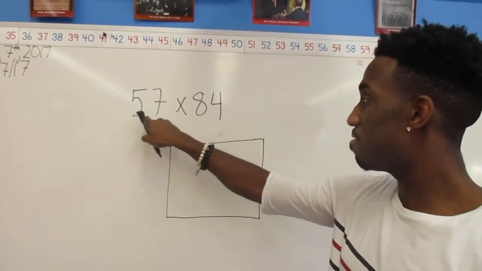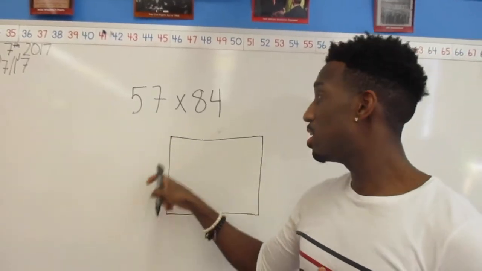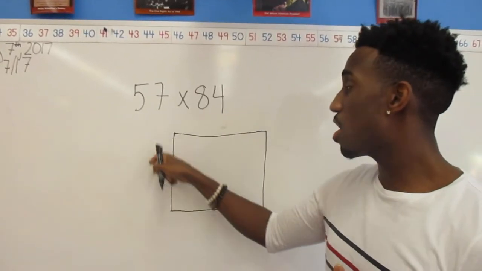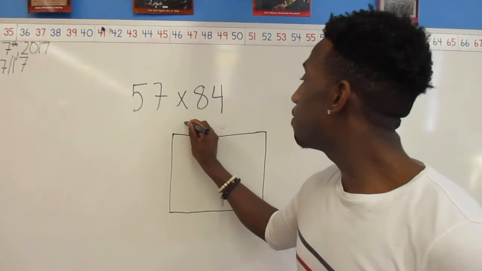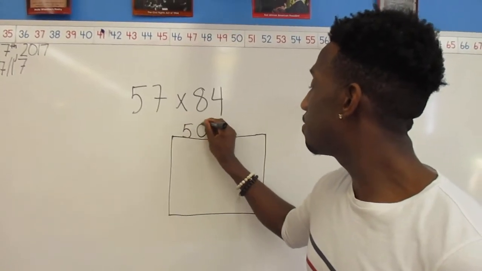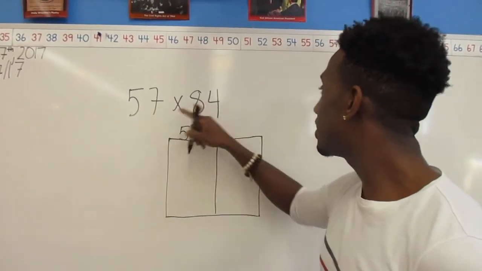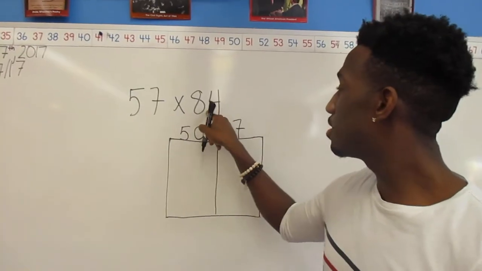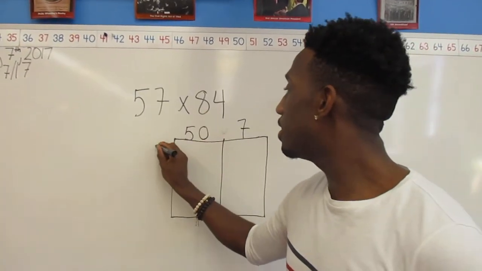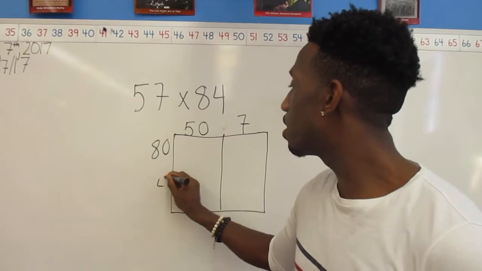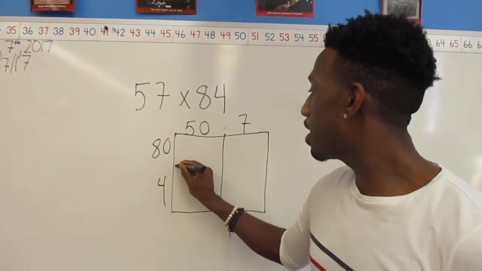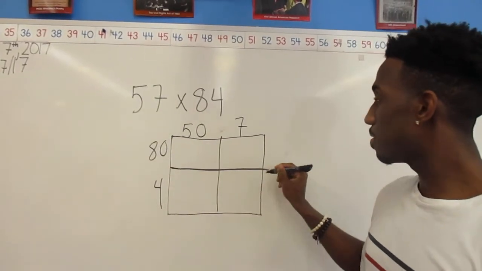So the first number, 57, it doesn't matter where you put the numbers. I can put 57 here or here, it doesn't matter. 57 broken up into tens is 50 and 7. And similar with 84, it's 80 and 4. And now I'm going to break it up, the tens and ones.